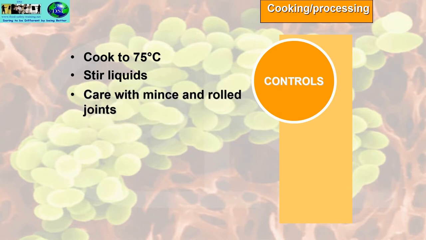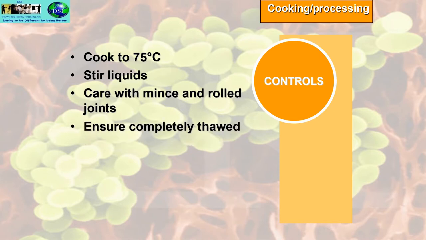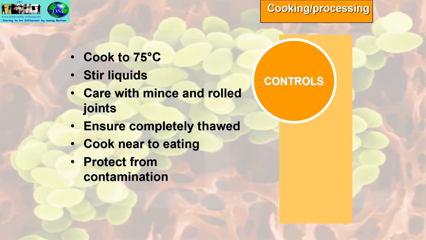germinate. Care with mince and rolled joints. Ensure everything's completely thawed before cooking, unless it's a small item. Cook near to eating, because the number one cause of food poisoning, which I mentioned earlier in the lectures, is producing food well before you need it and keeping it at ambient temperature, not keeping it hot. You need to protect from contamination and care with acid food.